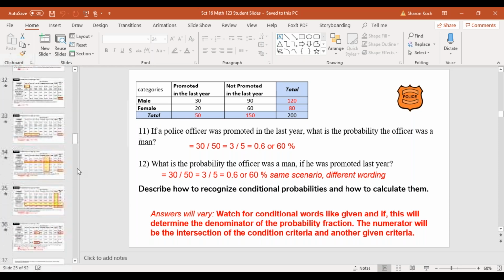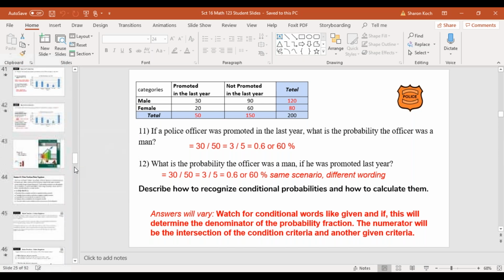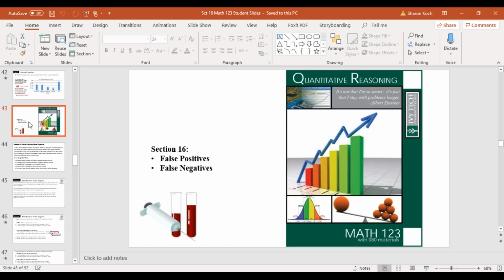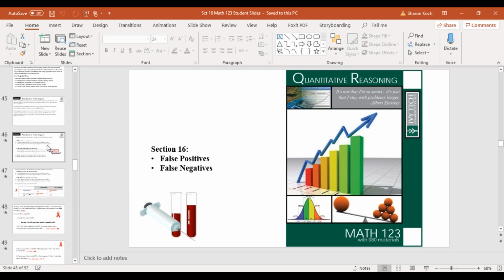So that's how we would calculate probability. So right now, what I'd like to take you through is how to create a probability table. And when we create probability tables, sometimes we wind up with false positives and false negatives. So let's take a look at a scenario here.